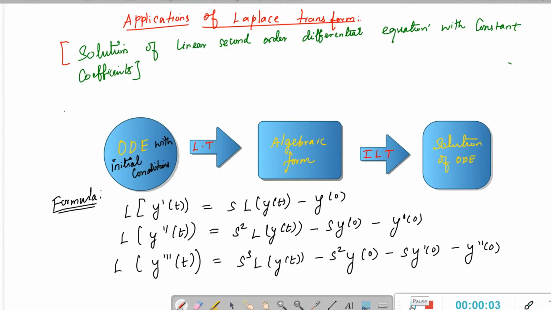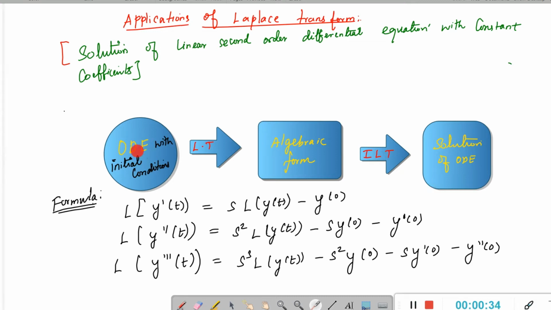Uses of Laplace transform. So here I am going to apply Laplace transform to find the solution of second order linear differential equation with constant coefficients. So this is the process I am going to apply.